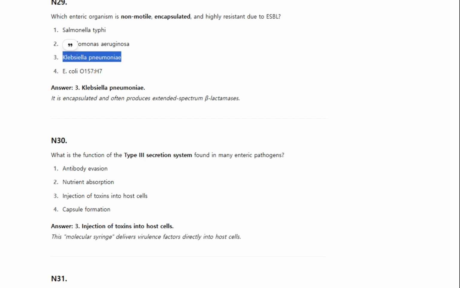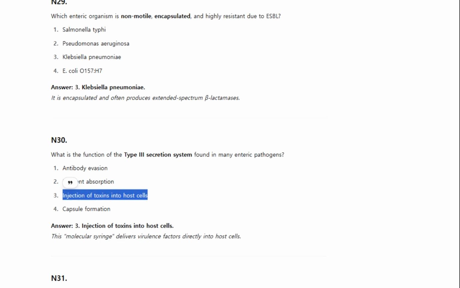N30. What is the function of the type 3 secretion system found in many enteric pathogens? 1. Antibody evasion. 2. Nutrient absorption. 3. Injection of toxins into host cells. 4. Capsule formation. Answer 3. Injection of toxins into host cells. This molecular syringe delivers virulence factors directly into host cells.